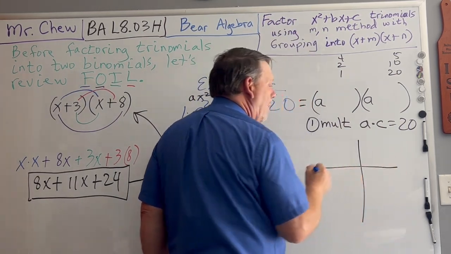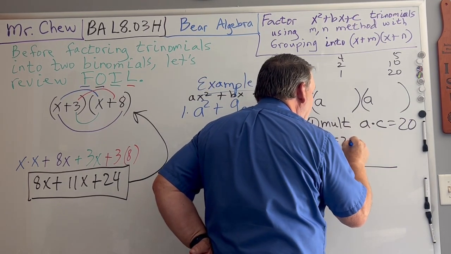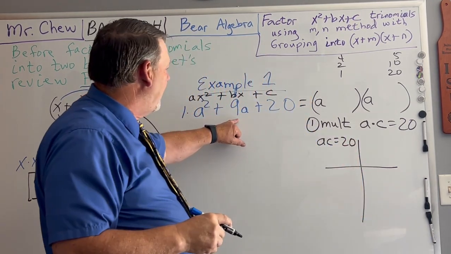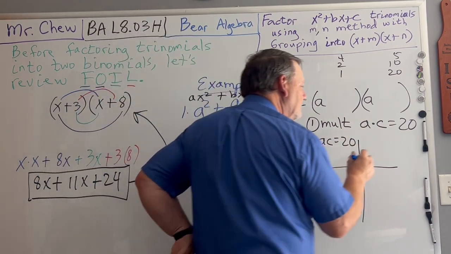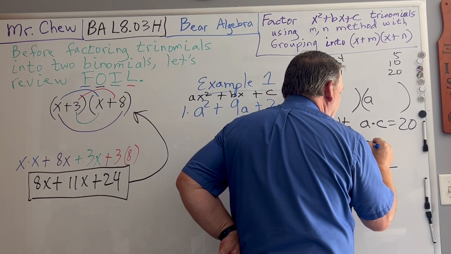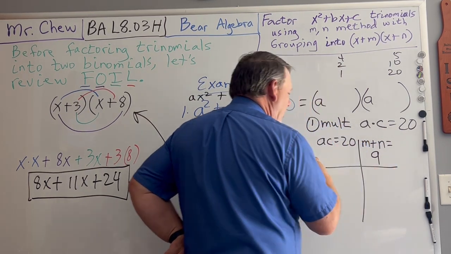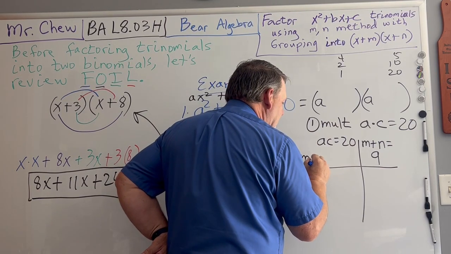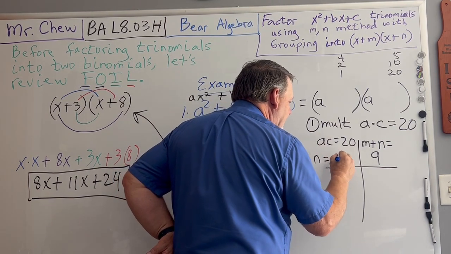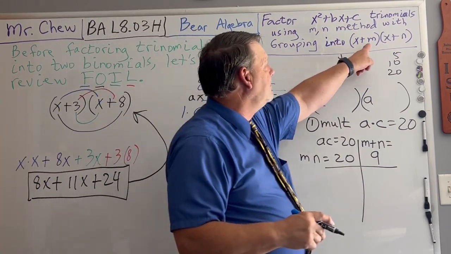So here's what I want you to learn to do. My AC is going to be 20. And what do they have to add up to be? 9. So I'm going to put M plus N equals 9. And over here, the M times the N has to equal 20. Well, what's the M and the N? It's these two numbers right here.